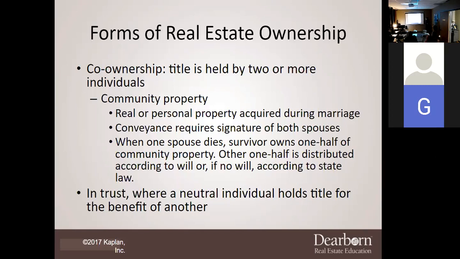Now, in a trust, this is where a neutral individual will hold title for the benefit of another. So Mr. Grossman owns a property, and Mr. Grossman asks Mr. Wyatt to manage his property in trust. In that situation, Mr. Wyatt has no ownership interest in the property. He's just managing the property for Mr. Grossman. Mr. Grossman has told Mr. Wyatt that when he dies, he wants to transfer that ownership to Miss Linda.